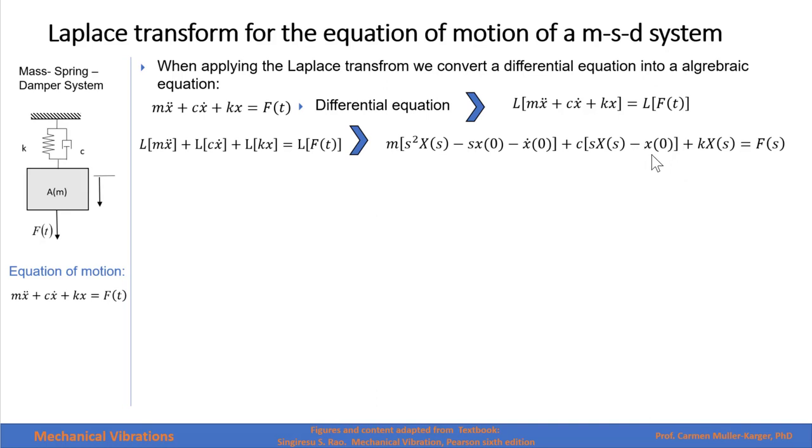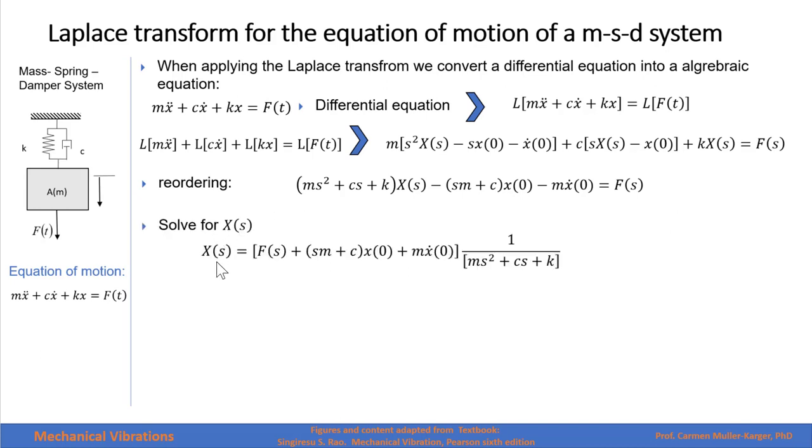In our case, x is the displacement. And then we have k times X(s), the Laplace transform of x, and then we have the Laplace transform of our function. Let's reorder our equation and put all the functions in terms of s together. We put the terms that involve the displacement together, and we put the terms that include the initial velocity together, equals the transform of our external force.